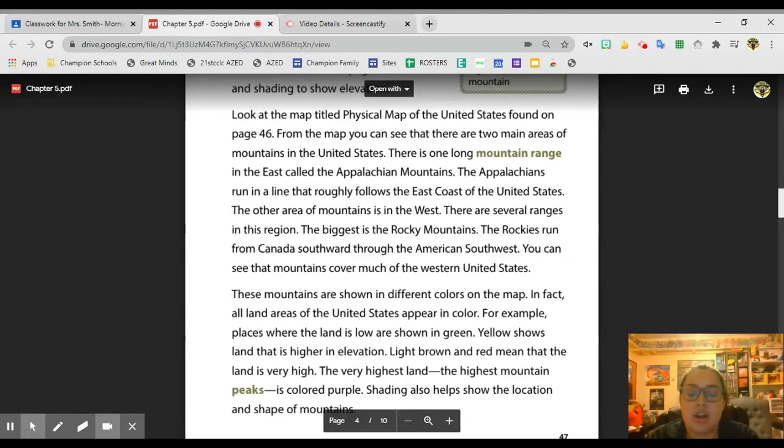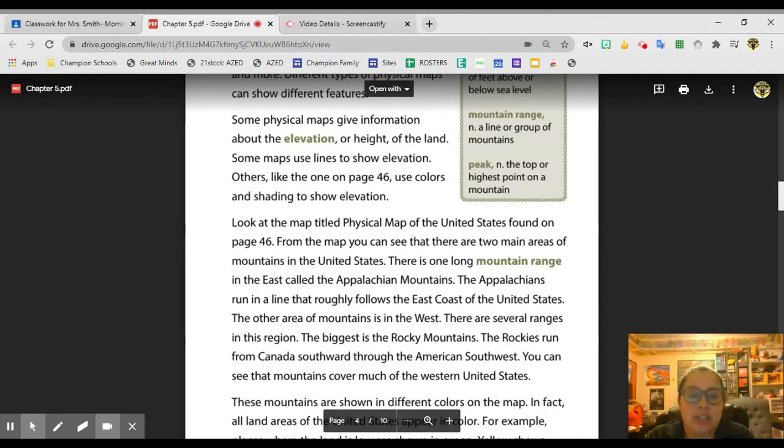These mountains are shown in different colors on the map. In fact, all land areas of the United States appear in color. For example, places where the land is low are shown in green. Yellow shows land that is higher in elevation. Light brown and red mean that the land is very high. The highest land, the highest mountain peaks, is colored purple. Shading also helps show the location and shape of the mountains.